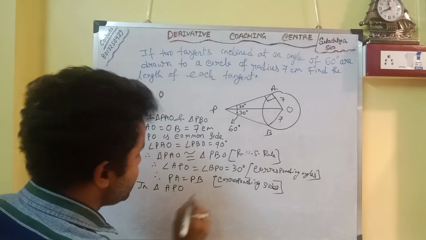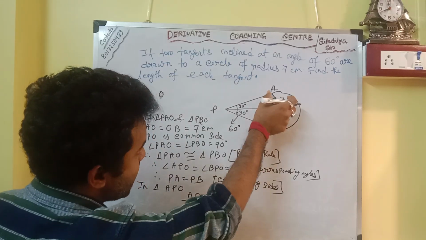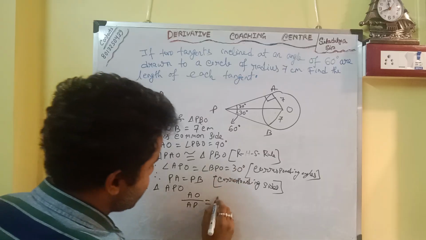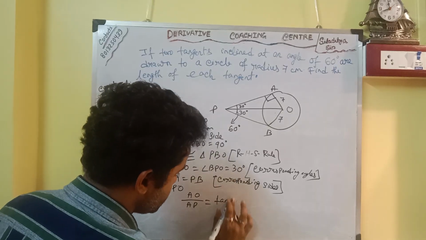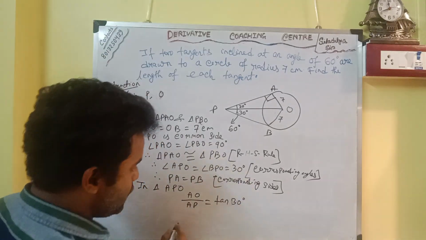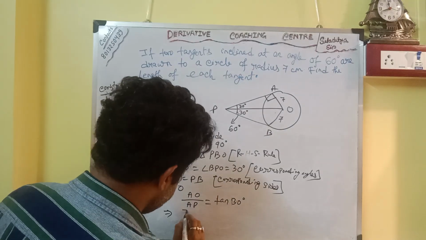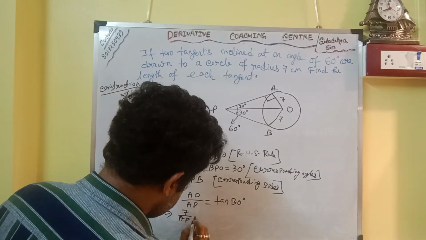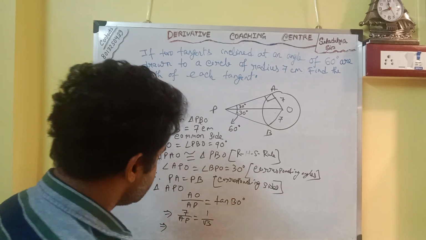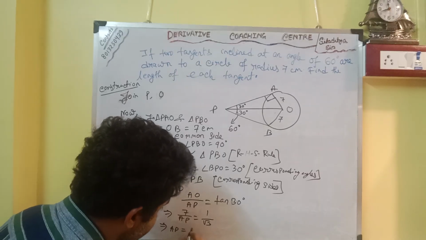Okay, so we can say that AO by AP, height by base, is equal to tan 30. Can we know the height by base equals tan theta? Now put the value of tan theta and also the value of AO. AO is given, that is 7 centimeter. And tan 30 is 1 by root 3. Solving for AP, we get AP equal to 7 root 3.